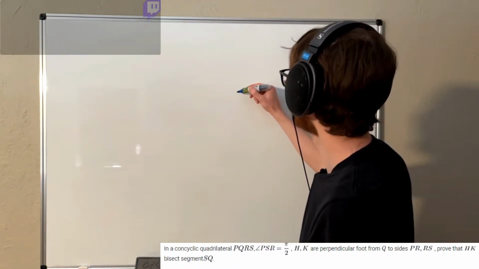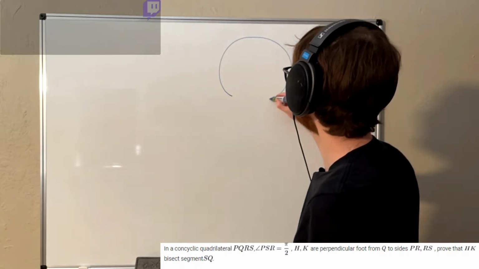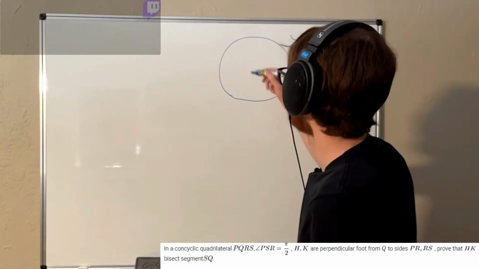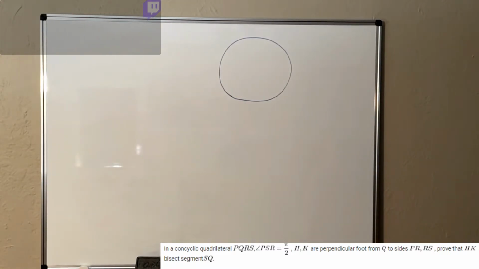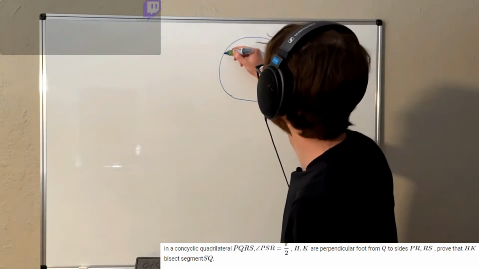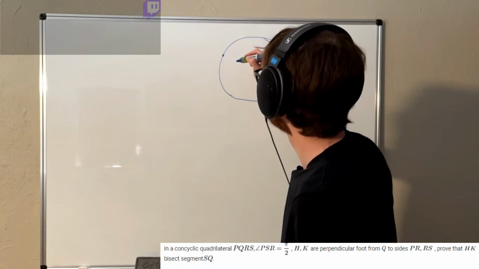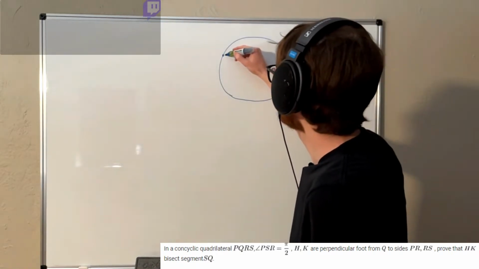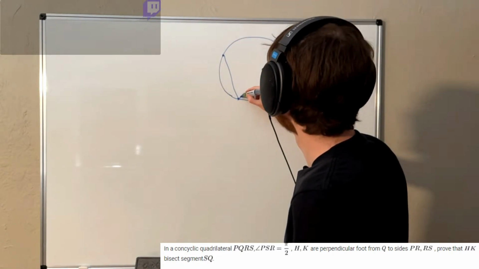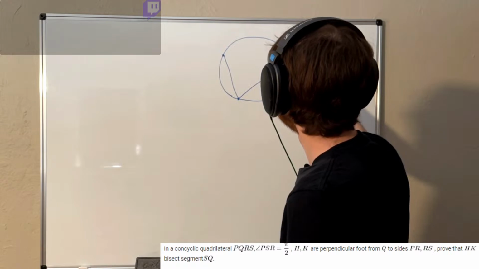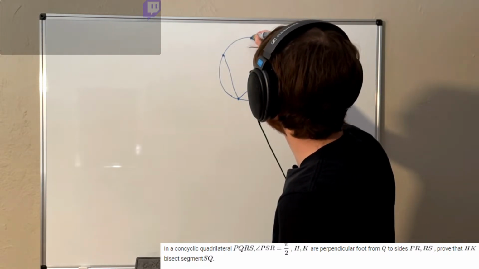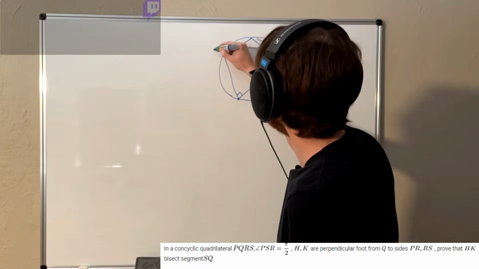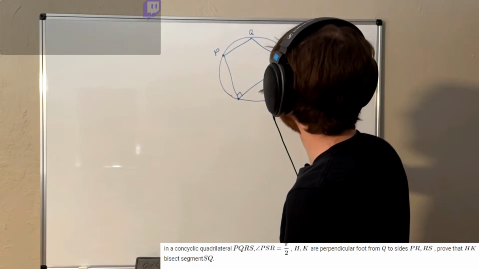H and K. Okay, so let me just draw PQRS first inside of a circle. It's basically PRS is our right angle. PSR is our right angle. Okay, yeah, so I'm going to start with the right angle. Then I'll specifically draw this, obviously not at a right angle. P, Q, R, S.